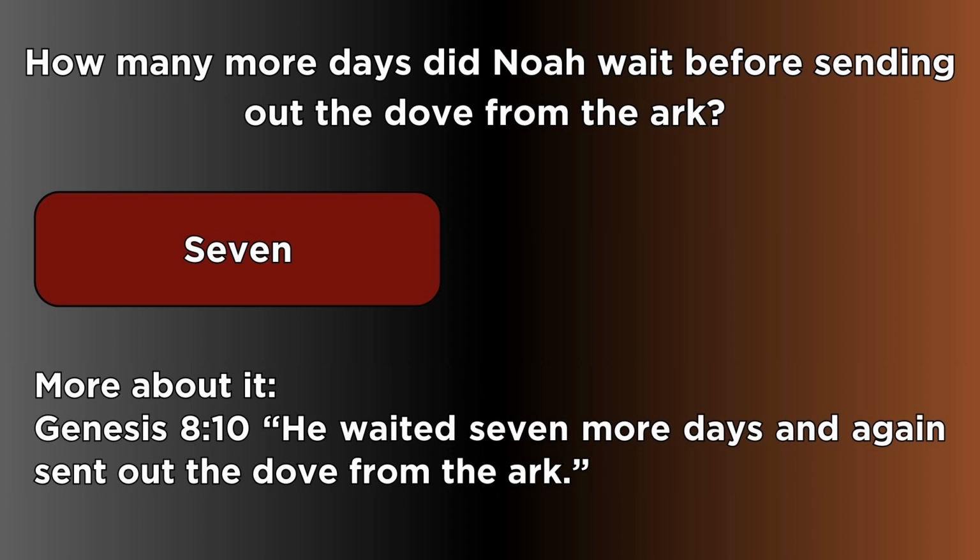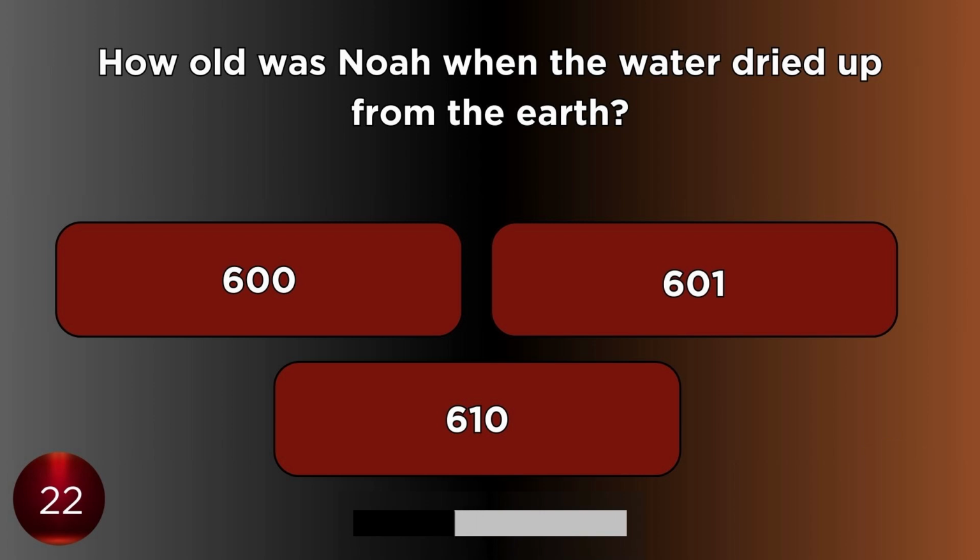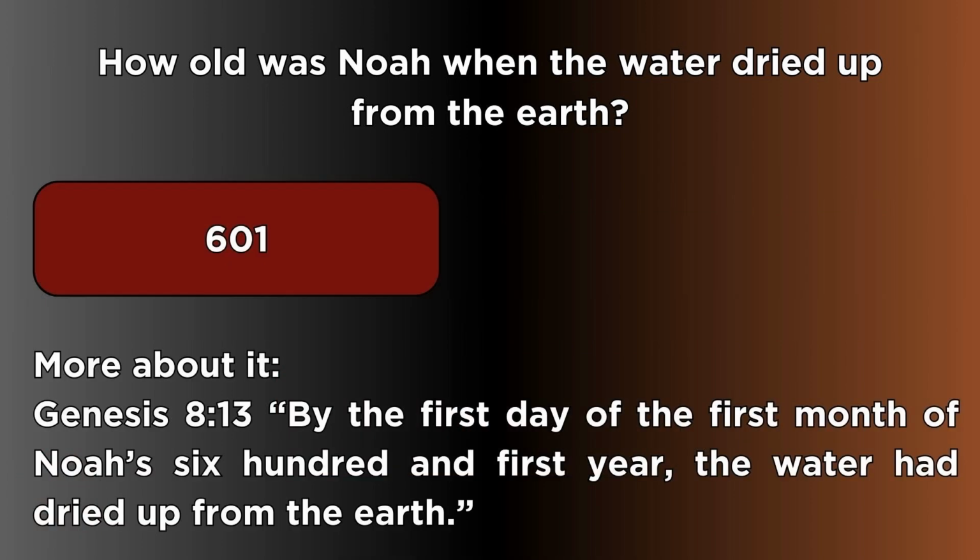7. Genesis 8:10. He waited 7 more days and again sent out the dove from the ark. 22. How old was Noah when the water dried up from the earth? 600, 601, or 610? 601. Genesis 8:13. By the first day of the first month of Noah's 601st year, the water had dried up from the earth.